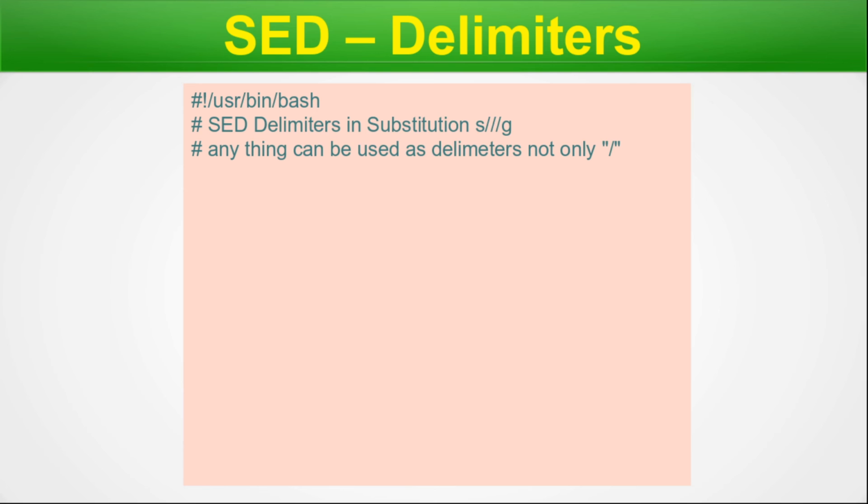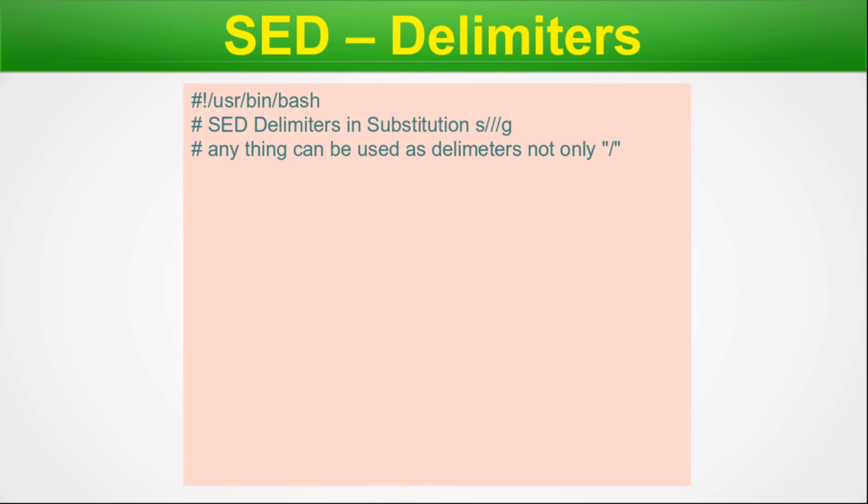So set delimiters, let's look at an example. We start our script here, and the delimiter in substitution is s, then slash, then slash, then slash, then g. Between the first two slashes we mention the string that we need to substitute, and between the second two slashes we mention the replacement. Anything can be used as a delimiter, not only slash. This is the fact that I have to bring to you.